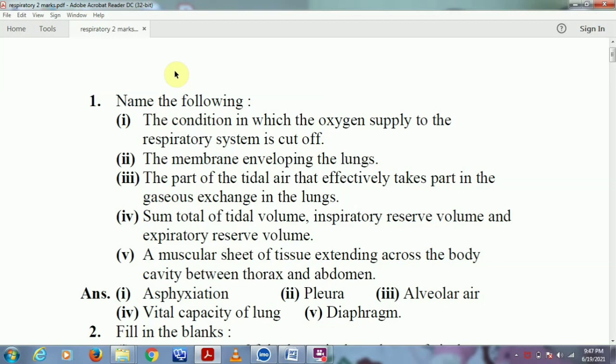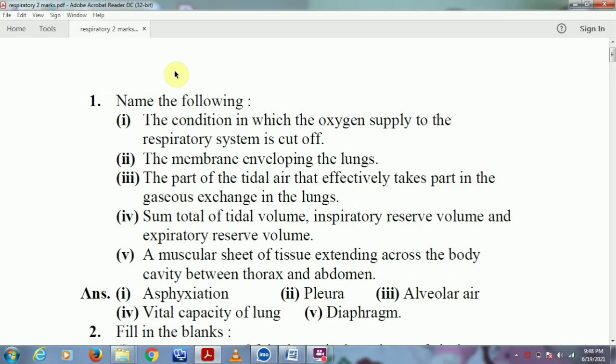The condition in which the oxygen supply to the respiratory system is cut off is called asphyxia. The membrane covering the lungs is called the pleura.